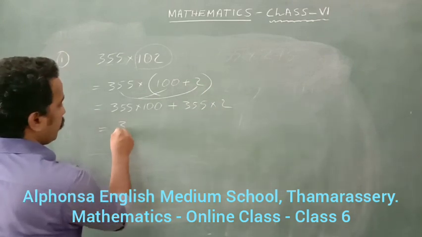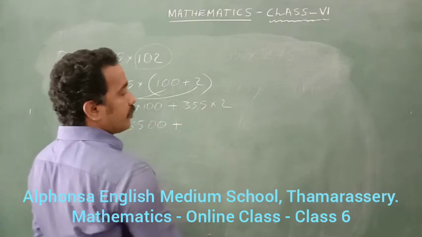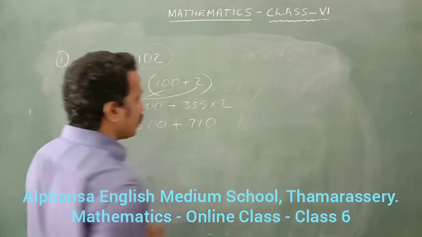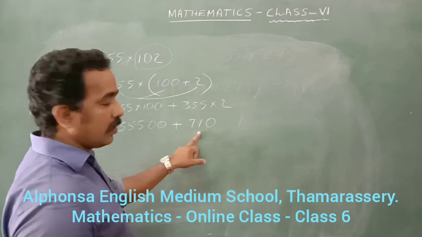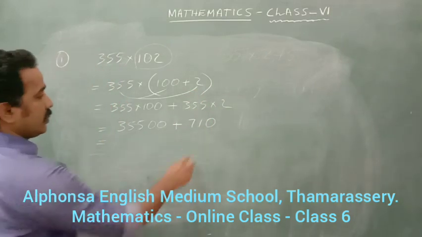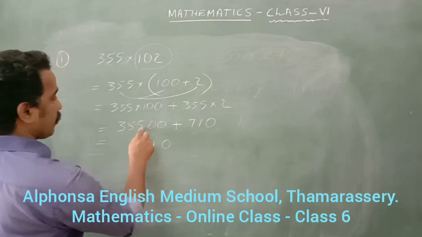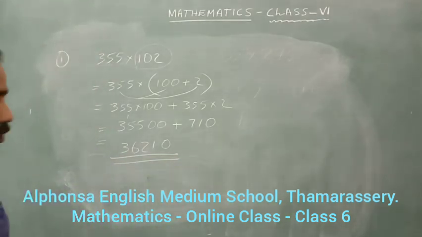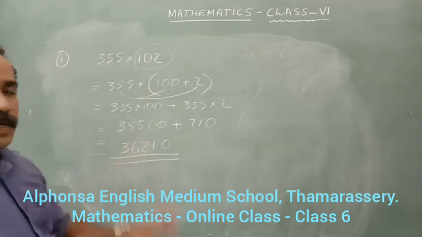So 355 into 100 is 35500, multiplying this, then plus 355 into 2 is equal to 710. 5 twos are 10, 0, then carry 1; 5 twos are 10 plus 1, 11, then 1; 3 twos are 6 plus 1, 7. 710. Now add: 0 plus 0, 0; 1 plus 0, 1; then 7 plus 5, 12, then 1; 3 plus 1 is 4... so 36210. So this is the reverse of the distributive property of multiplication over addition.